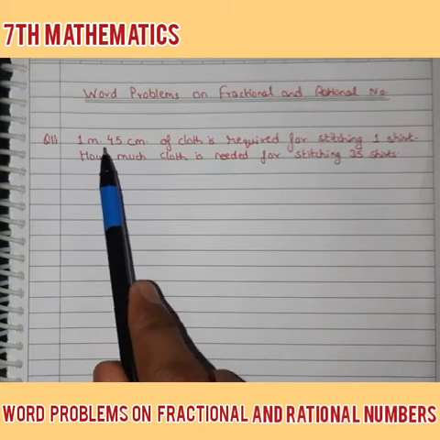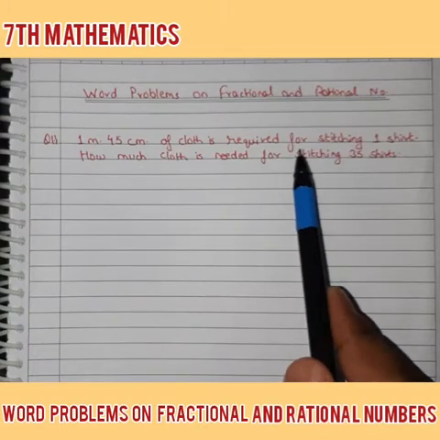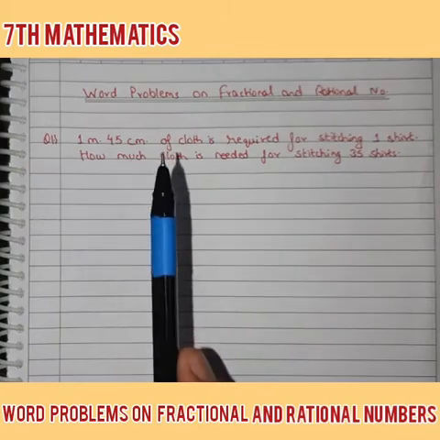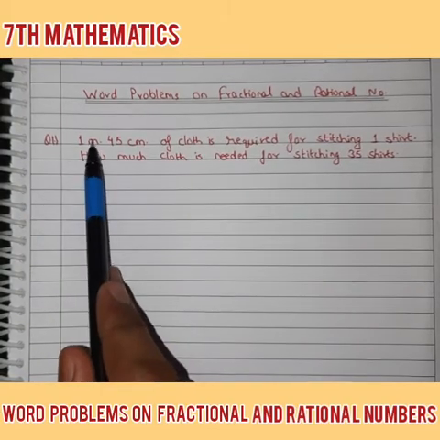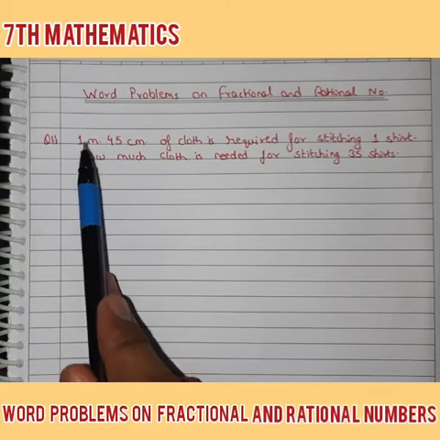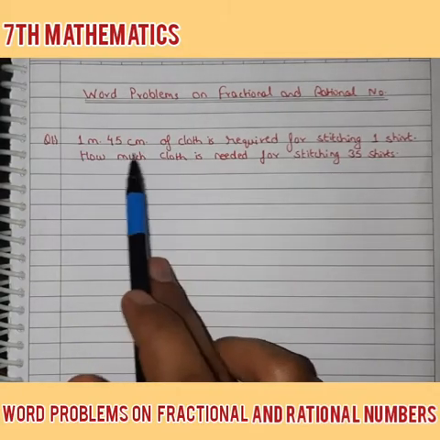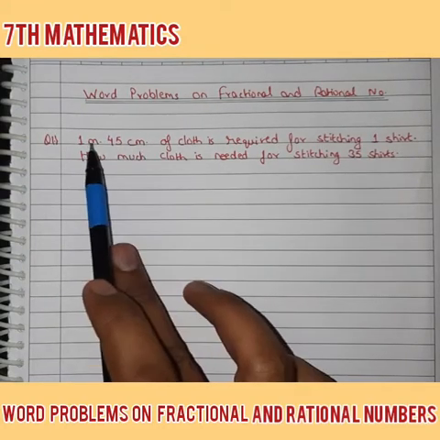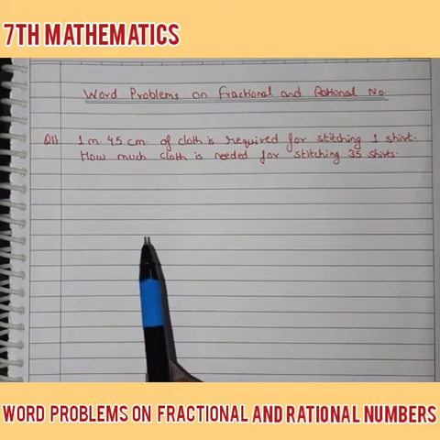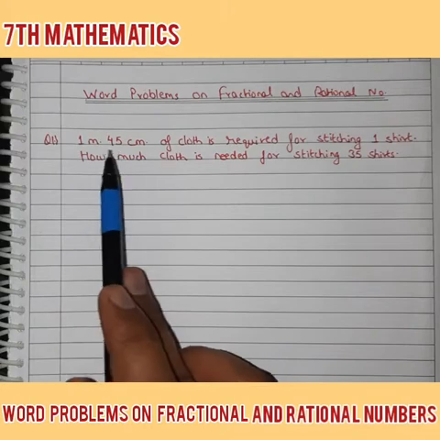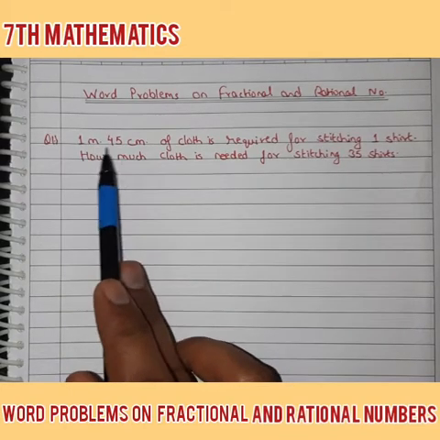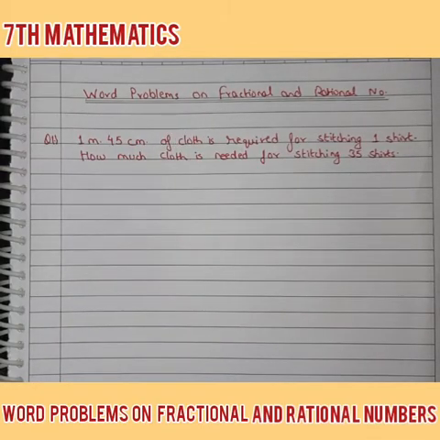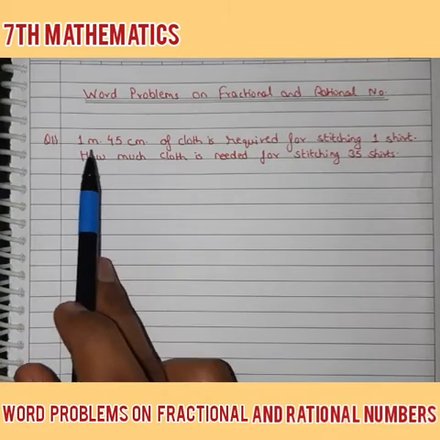Now in the question it is already given that 1 meter 45 centimeter of cloth is required for stitching one shirt. That means for one shirt the quantity is already given. But what is the difference? It is given in two units: first in meter and second in centimeter. In a question, if you see two quantities with different units, then the first and foremost task is to make the units the same. Either make meter into centimeter so that both are in centimeter, or make centimeter into meter so that both are in meter. So since here the units are different, first we will make the units the same.